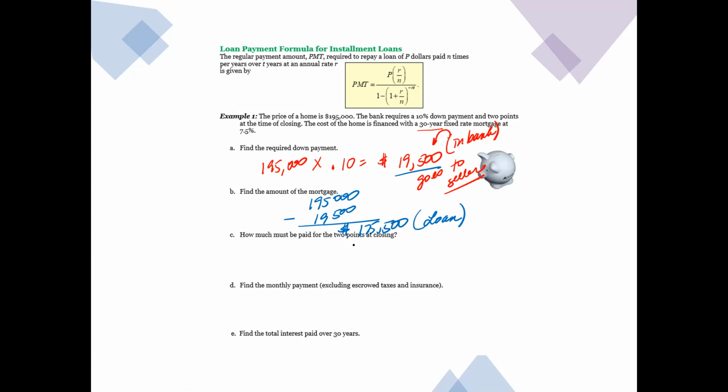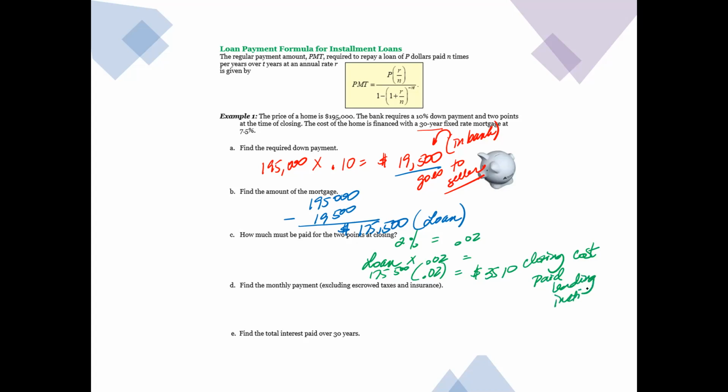Next part: how much must be paid at closing for the 2 points? 2 points means 2% or 0.02. So you're going to take your loan times 0.02, which is 175,500 times 0.02, and your amount is going to be $3,510, and this is going to be your closing cost paid to the lending institution.